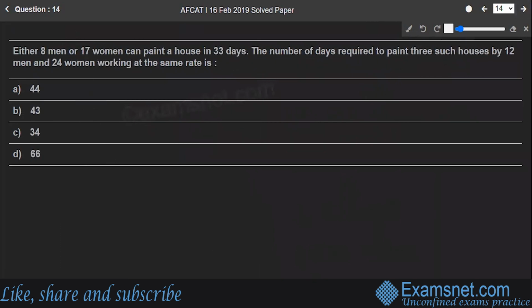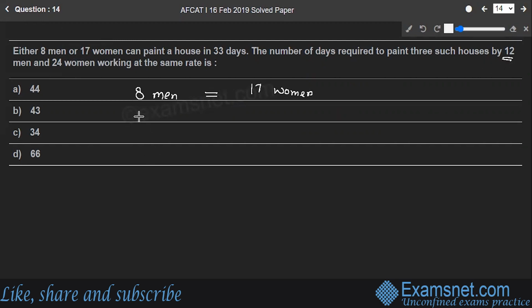Next, question number 14. It says either 8 men or 17 women can paint a house in 33 days. The number of days required to paint 3 such houses by 12 men and 24 women working at the same rate is. Okay, either 8 men or 17 women. So that means the efficiency of both of them is equal. That means 8 men efficiency is equivalent to 17 women efficiency.